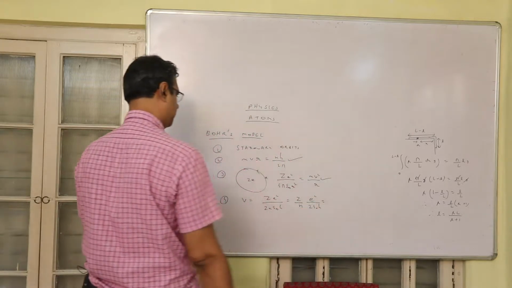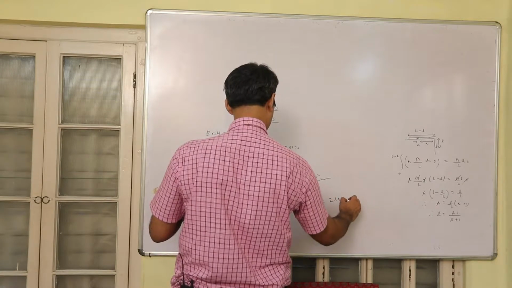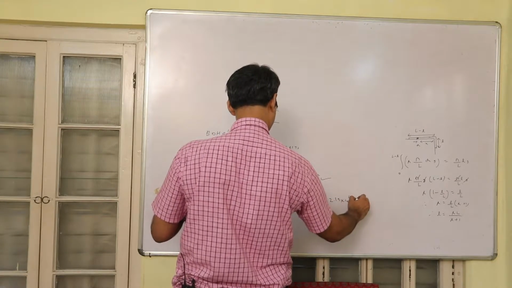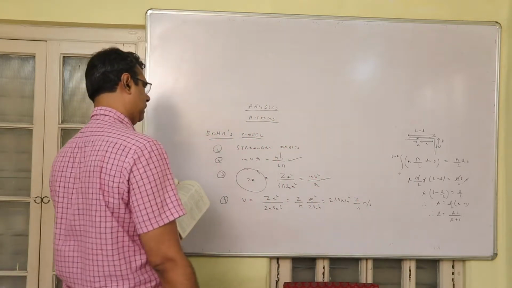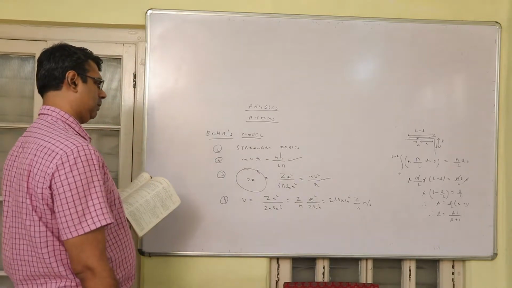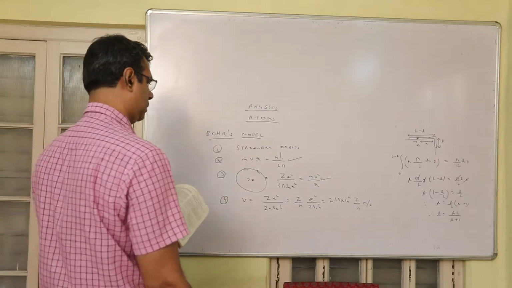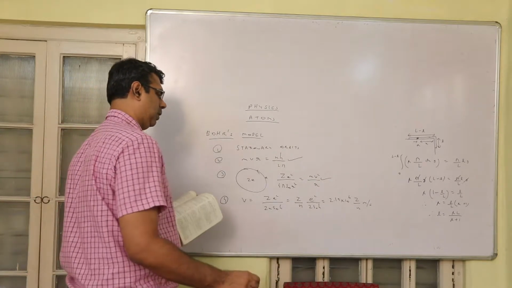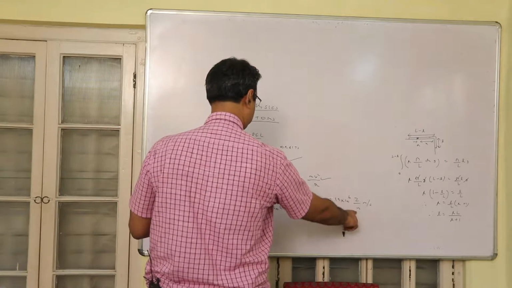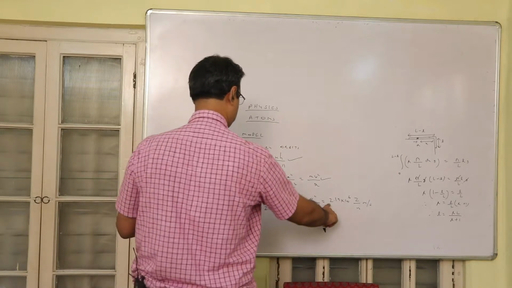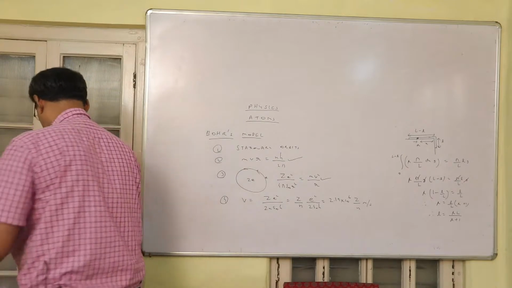And after putting the values of all the constants, it was found that we are getting 2.19 into 10 to the power 6 into Z by n meters per second. So if you are talking about, say for example, the ground state electron of hydrogen, then Z and n will both be 1. So the velocity will be 2.19 into 10 to the power 6 meter per second.